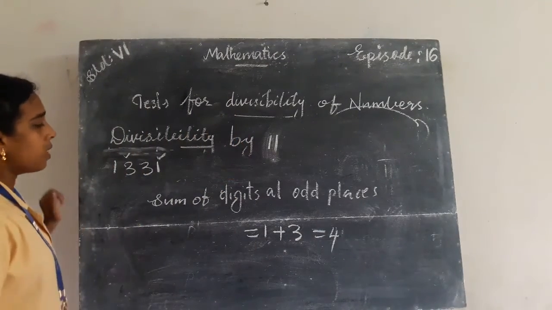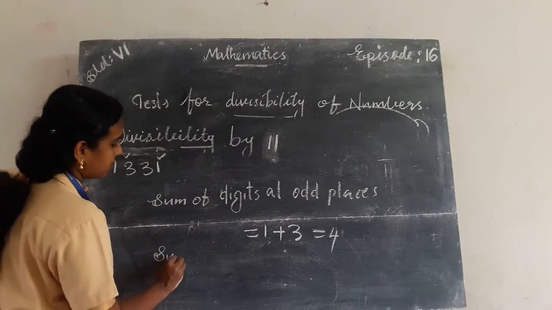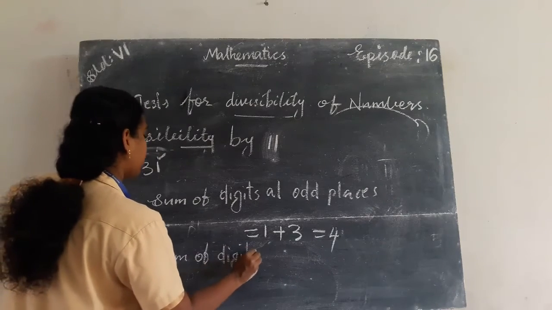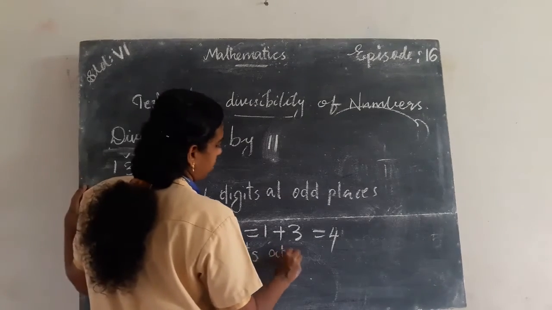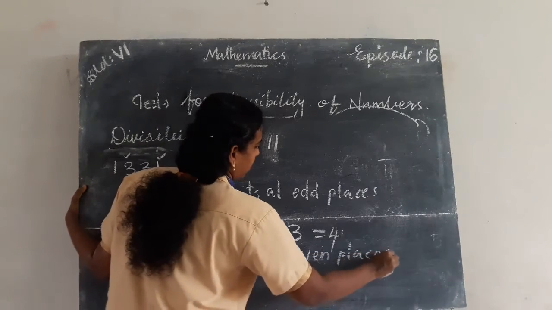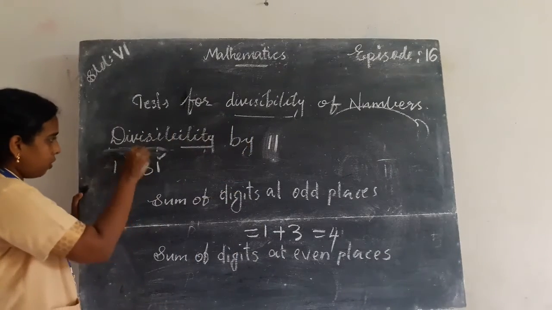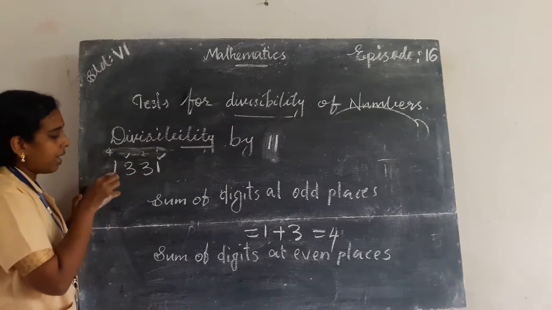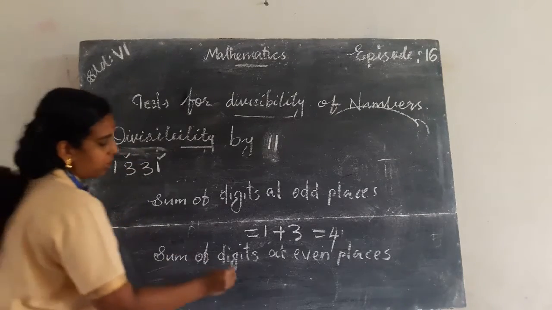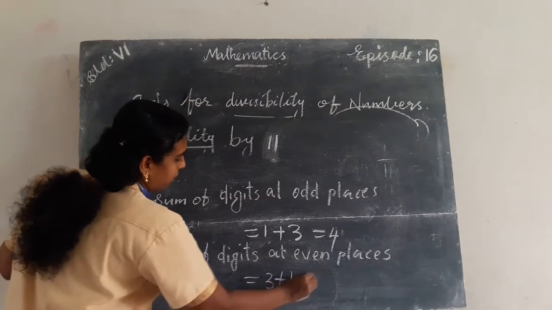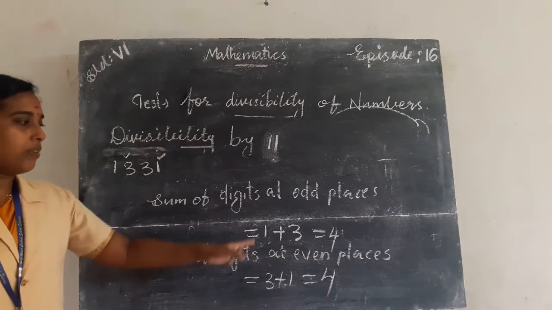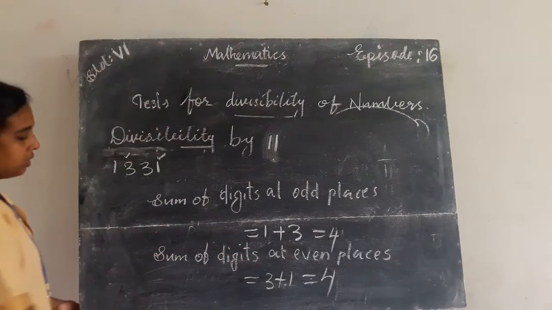And we also want to find the sum of digits at even places. Okay, here 2 and 4 are even positions, and 3 and 1 are at even places. So we can take the sum of 3 and 1. So 3 plus 1, we also get 4. Okay, and to check the divisibility by 11 we take the difference of these two.